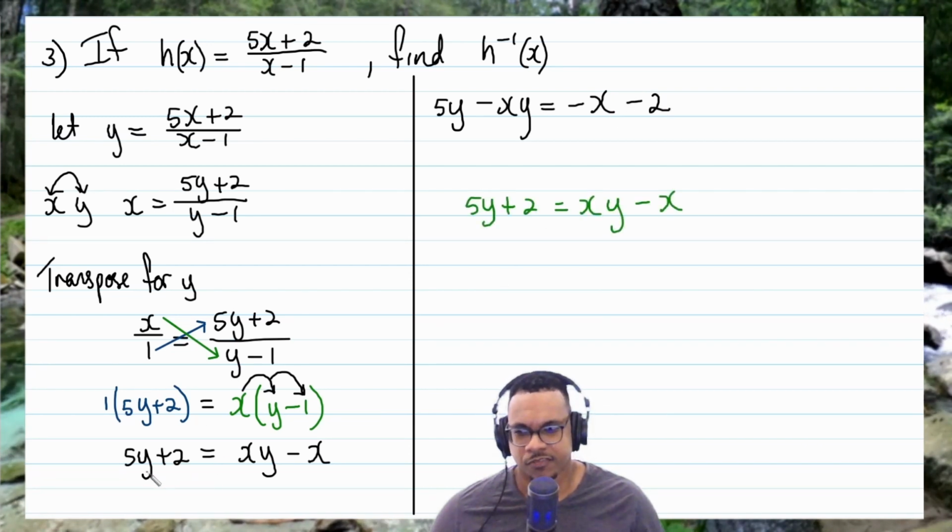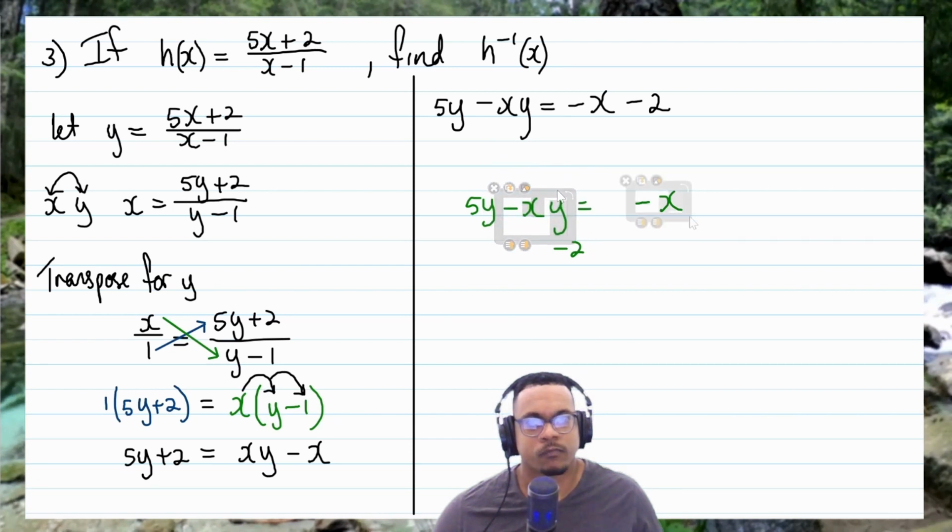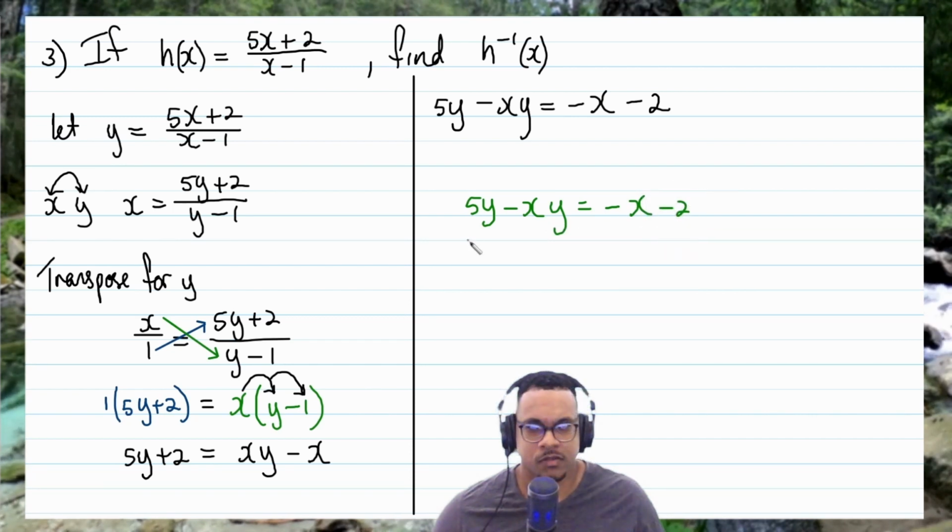Now I'd like to demonstrate visually how I move from this line to this line. So first I'm going to take this positive xy and transfer it across, and then I'm going to take this positive 2 and transfer it across on this side. So there you have it. You can see visually how I move from this line to this line.